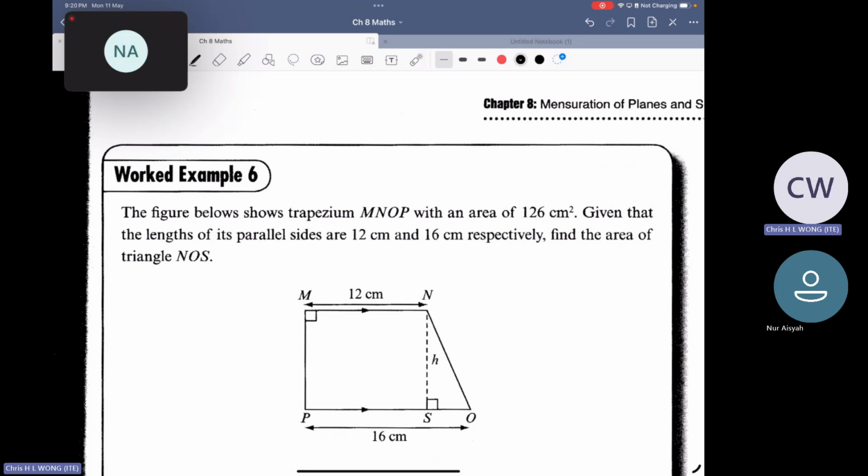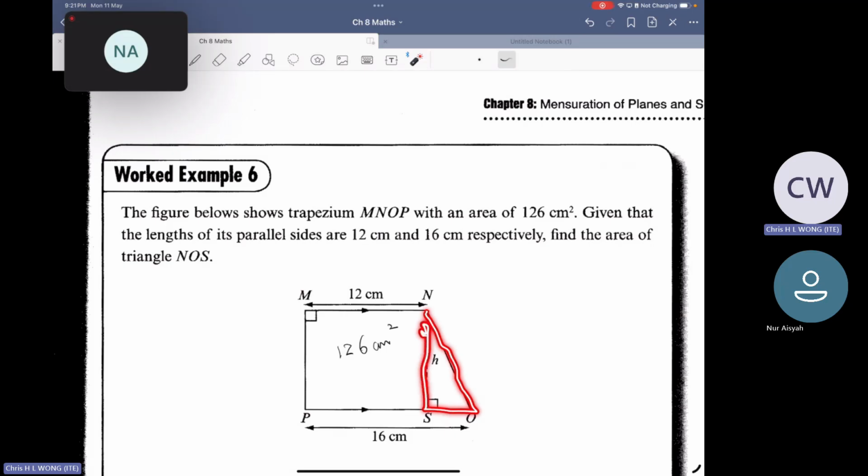Okay, write it down: 126 cm squared. They give you, write down. Given that one length is 12, then 12 is here. The other length is 16, sorry, 16. Find the area of triangle. They never ask you to find the height, you know. They ask you to find the area of triangle NOS.